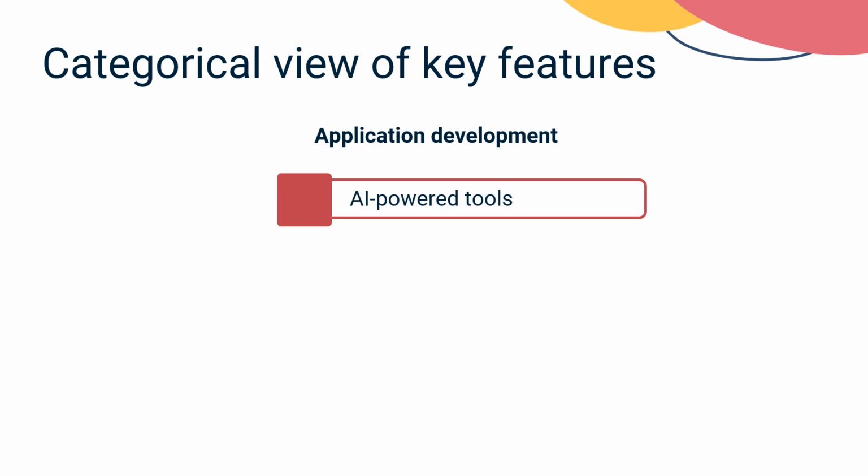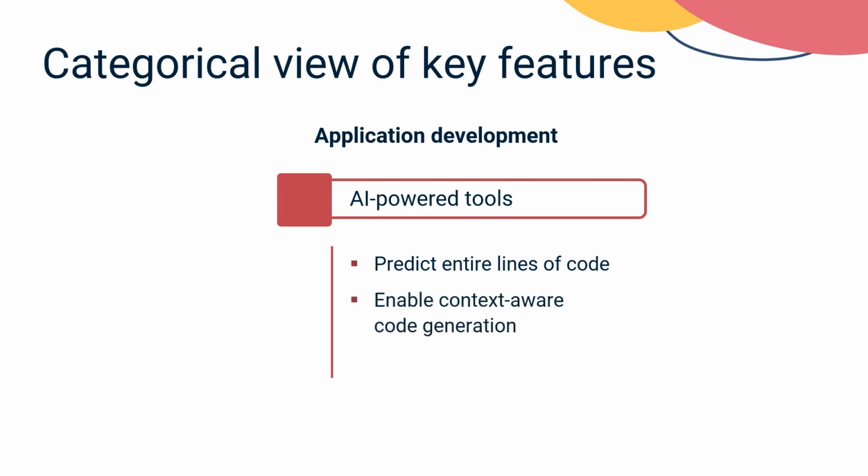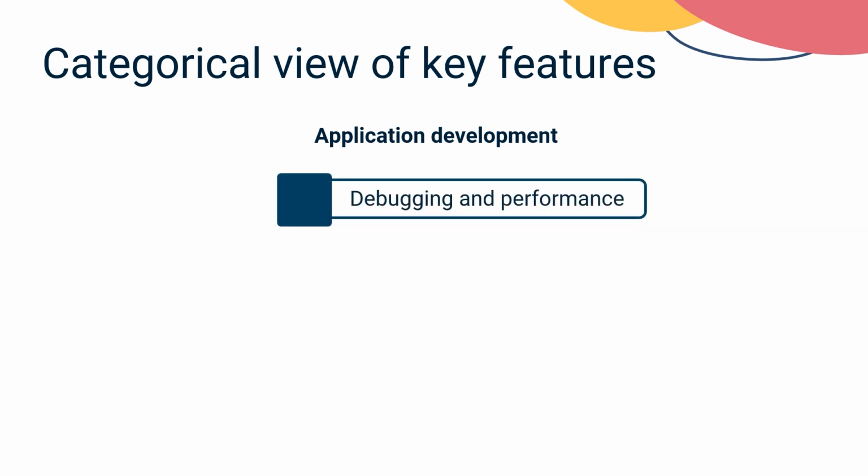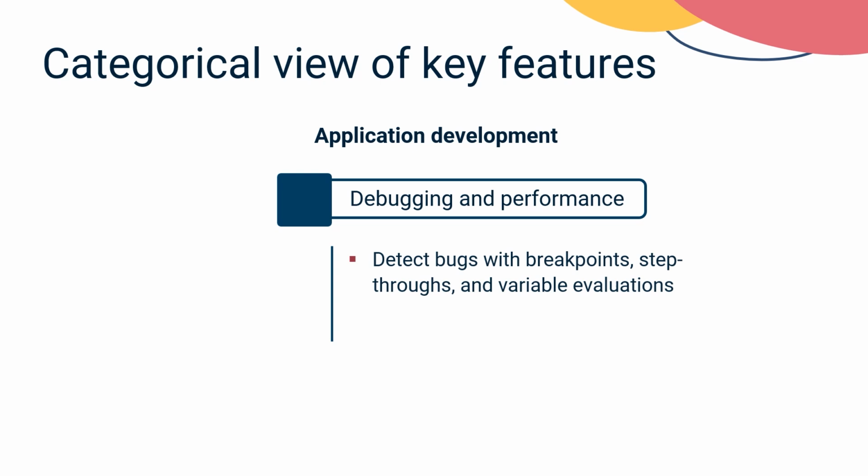IntelliJ IDEA's AI-powered tools include a full-line code completion tool that predicts entire lines of code using deep learning, inline AI prompts that enable context-aware code generation and changes, and an AI assistant that provides integrated AI chat for documentation, naming, commit messages, etc. IntelliJ IDEA's debugger detects bugs with breakpoints, step-throughs, and variable evaluations, and its profiler analyzes application performance with insights into CPU and memory usage.